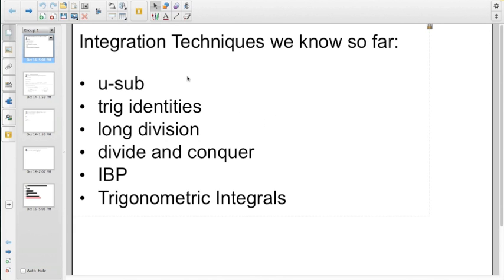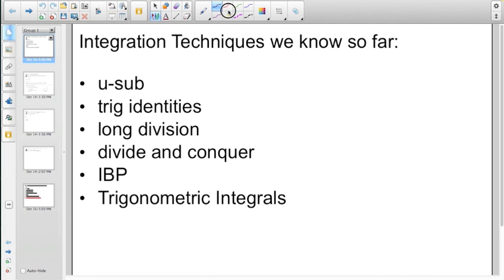To recap the integration techniques we've learned so far, we have the u-sub technique, which goes back to Calculus AB. We have trig identities that we can use. We have long division. We have divide and conquer, which is particularly useful when we have fractions, integration by parts, and trigonometric integrals.